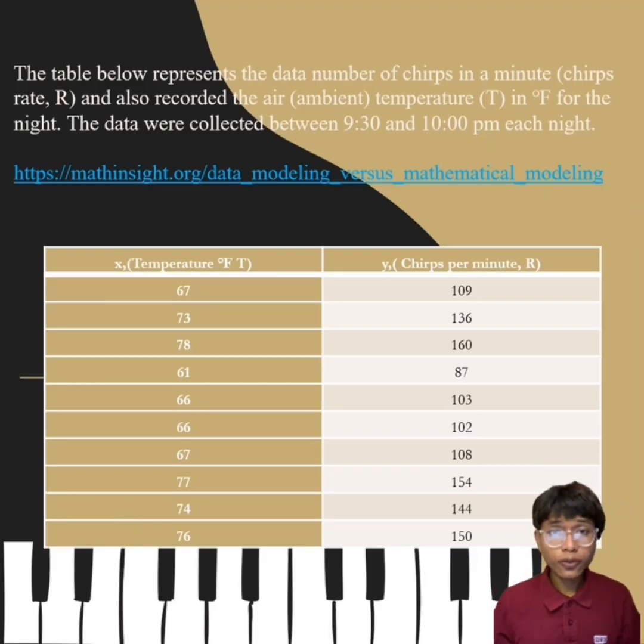For question 1, this is our data. It represents the number of chirps per minute, which is the chirp rate R, and also records the ambient air temperature, which is T in Fahrenheit, for the night. The data was collected between 9:30 AM and 10 PM each night. Here is the link for our data.